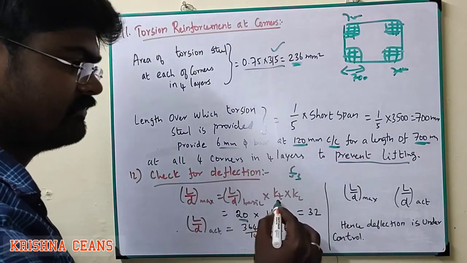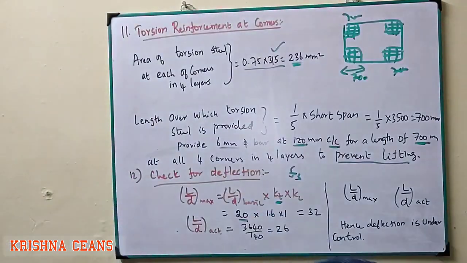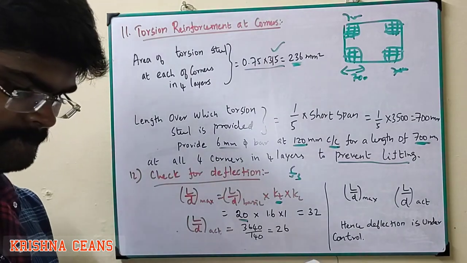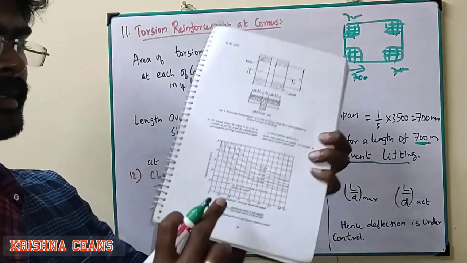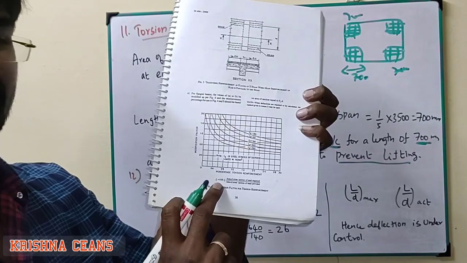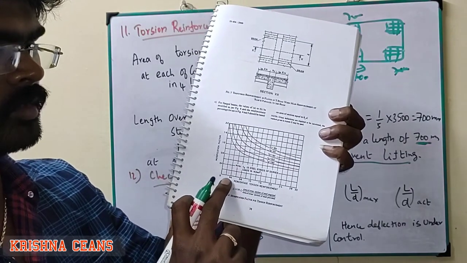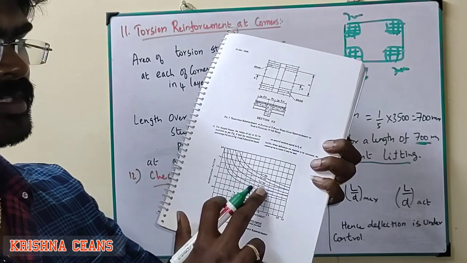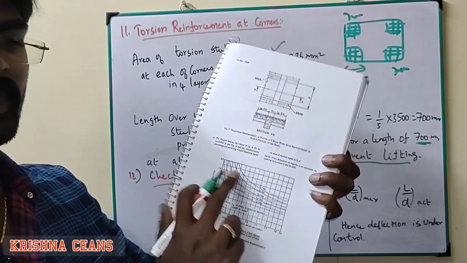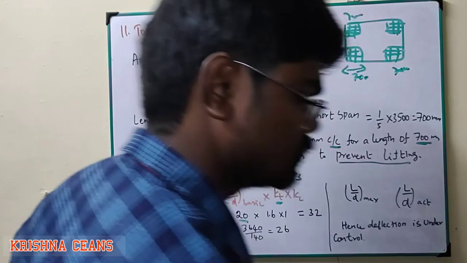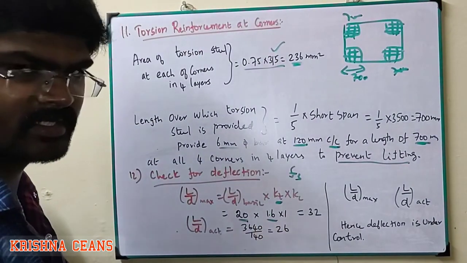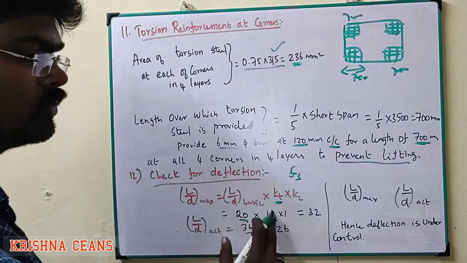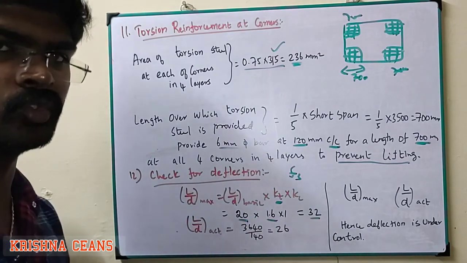For that graph value KT, on page number 38, you need to refer to this graph for the FS value. Based upon the FS value and percentage of tensile reinforcement, the curve FS equal to 240 touches the point 1.6. So KT value is 1.6, and for compression reinforcement the conversion factor is 1. So 20 into 1.6 is 32.